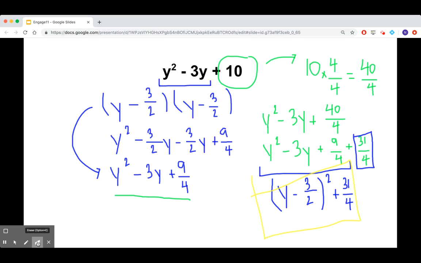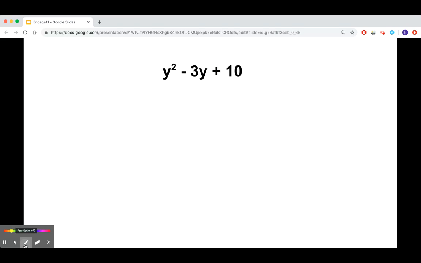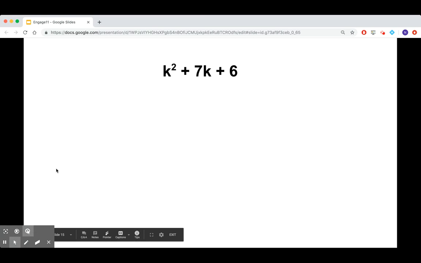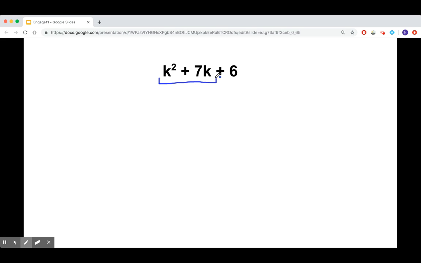I'm going to start one more example, and you guys are actually going to have a chance to finish it in your work for today. We've got k squared plus 7k plus 6. So again, we're going to start by focusing in on those first two terms, k squared plus 7k. And we know that if we were to create a perfect square with those two terms, we would need 1k in both binomials, and our second term would need to add to 7.